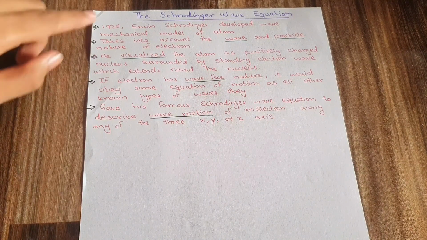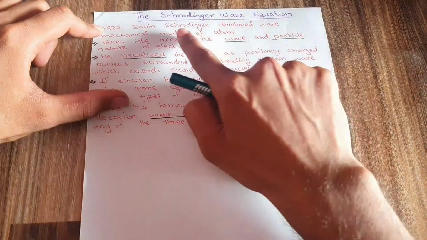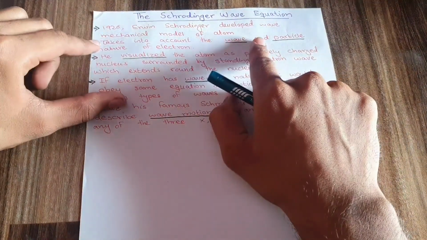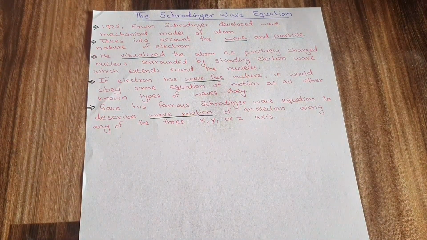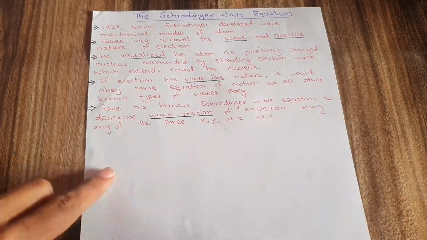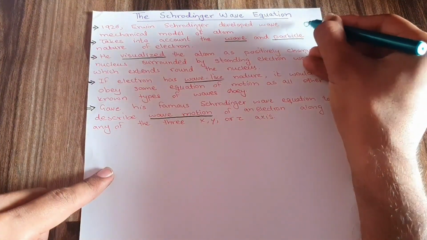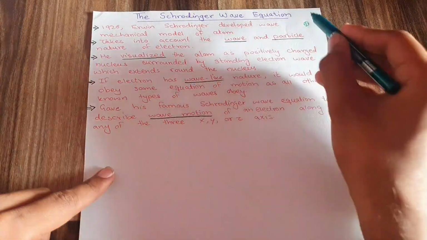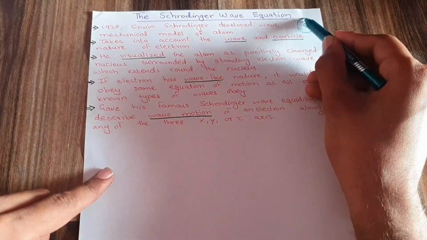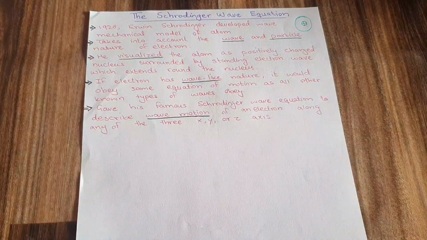In 1926, an Austrian physicist named Erwin Schrödinger developed the wave mechanical model of the atom. Do you know what the wave mechanical model of the atom is? According to the wave mechanical model, the nucleus can be considered as a positively charged particle, whereas the electron is considered to be a stationary wave around the nucleus. The nucleus is a particle present at the center and the electron is a wave around the nucleus.